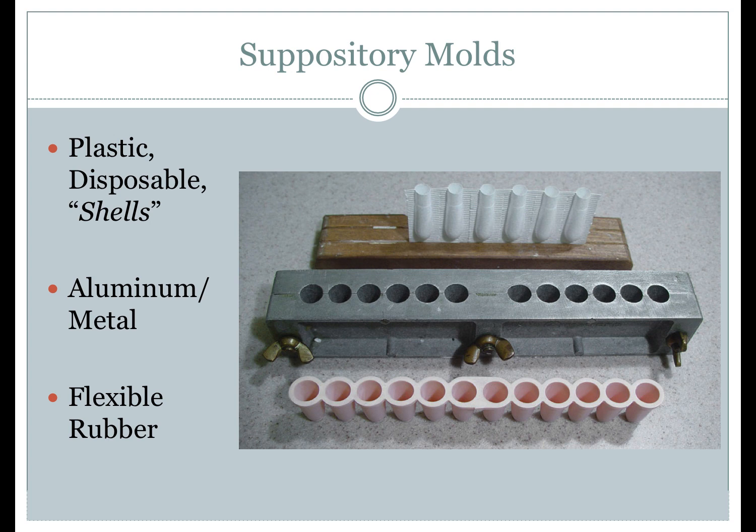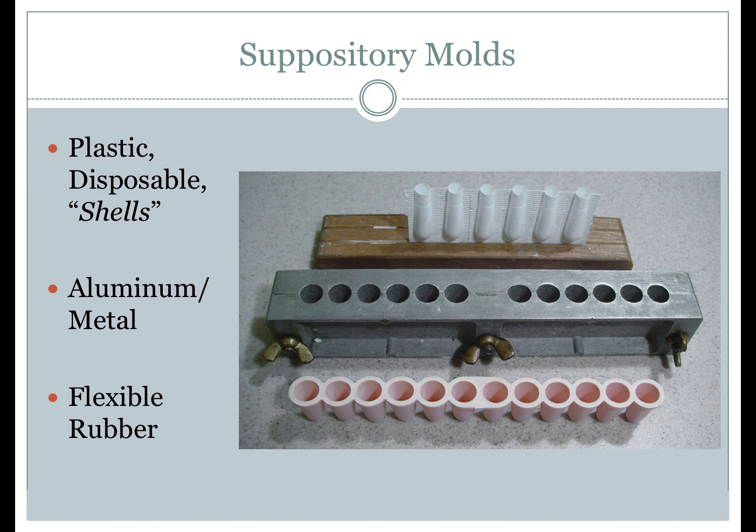Another consideration regarding metal molds is their cost. Metal molds are an investment. By that I mean they are expensive to purchase initially, but can last forever. The third type of suppository mold, shown on the bottom of this picture, are the flexible rubber molds, sometimes called strips. These molds are growing in popularity because they are disposable and no lubrication or wrapping is required.